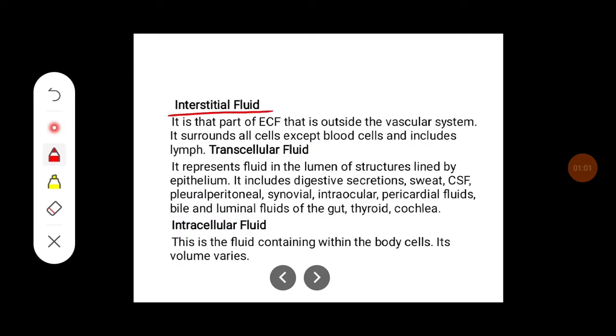Interstitial fluid. It is the part of extracellular fluid that is outside the vascular system. It surrounds all the cells except blood cells, and includes lymph.